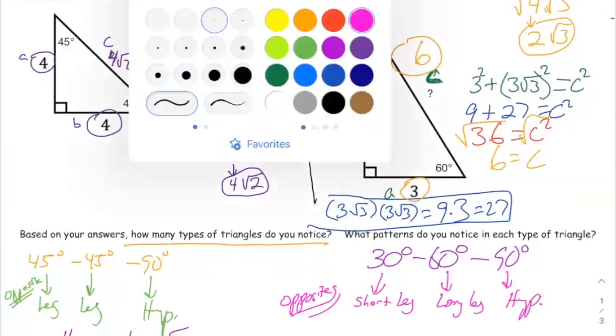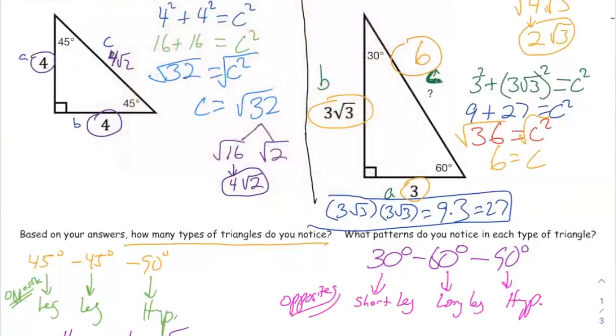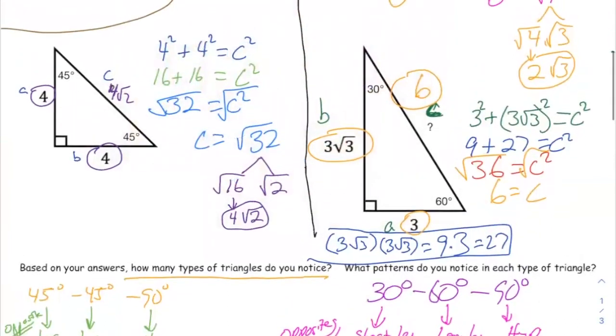Okay, so what patterns do you see here? Well, I got a 3 for that shortest leg opposite the 30. And do I see any other 3s? I see a 3 here, times root 3.